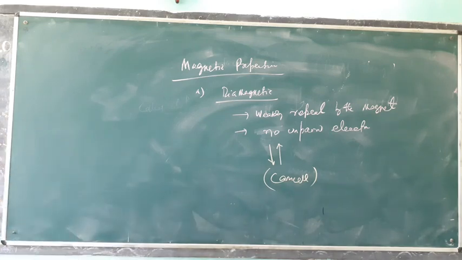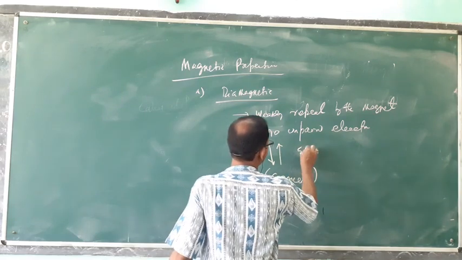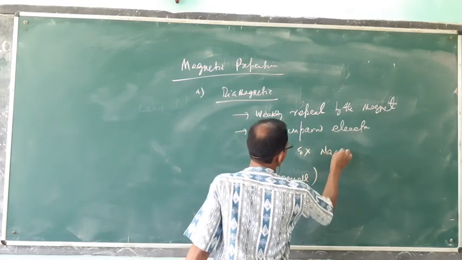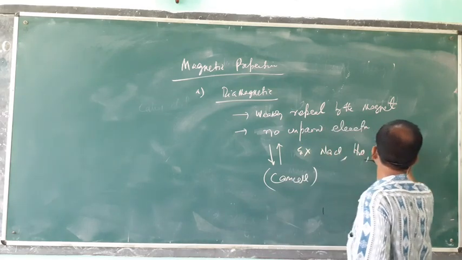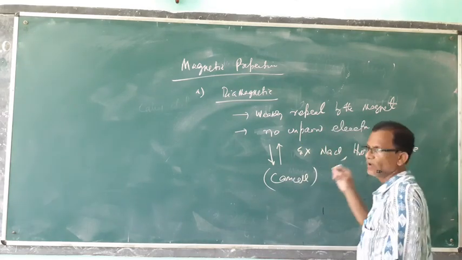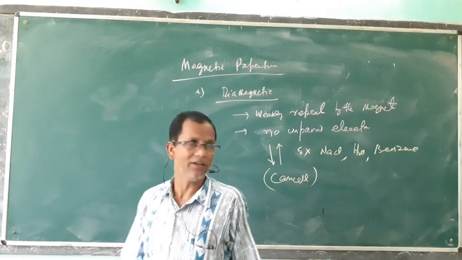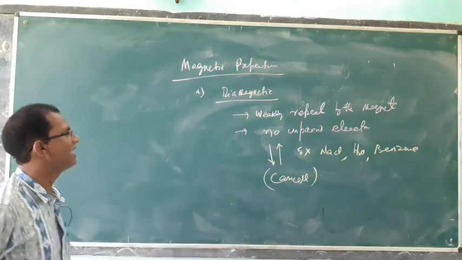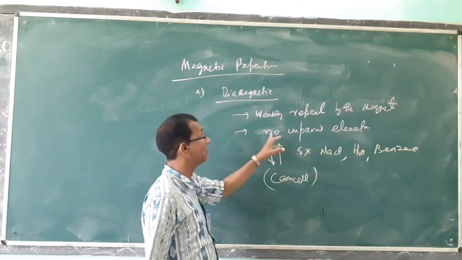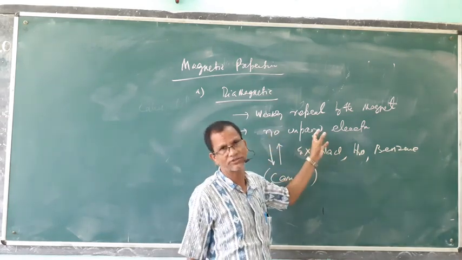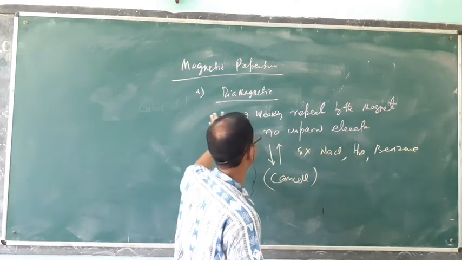What are the examples of diamagnetic substances? That is sodium chloride, water, benzene. These are the examples of diamagnetic substances. Means they will be repelled by the magnet and they have no unpaired electrons. This is the characteristic of diamagnetic substances.